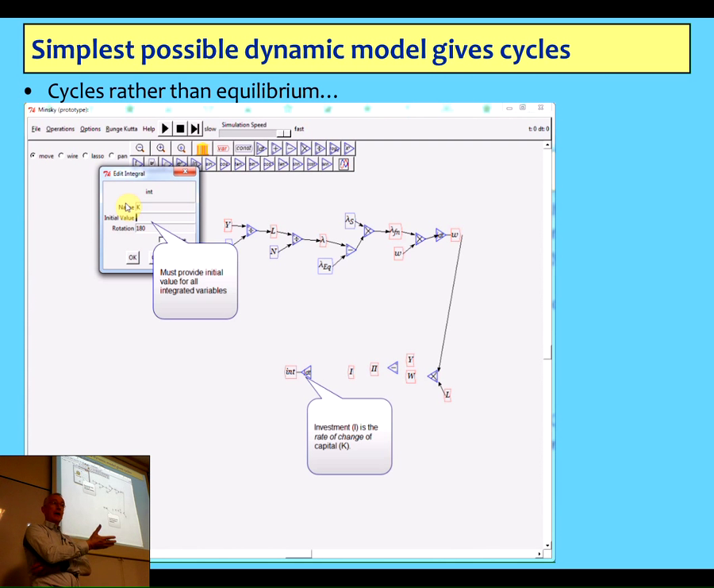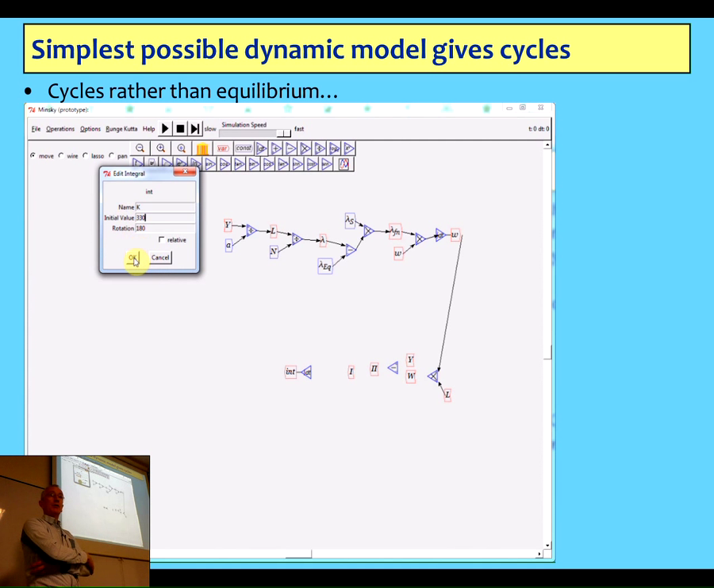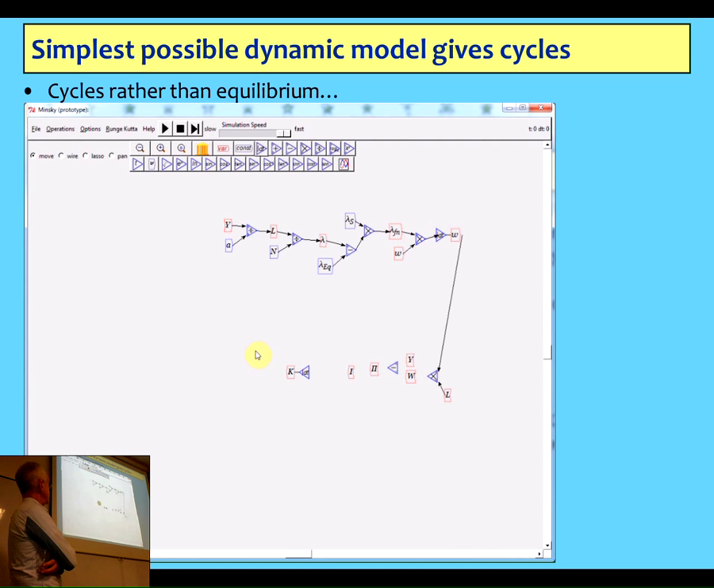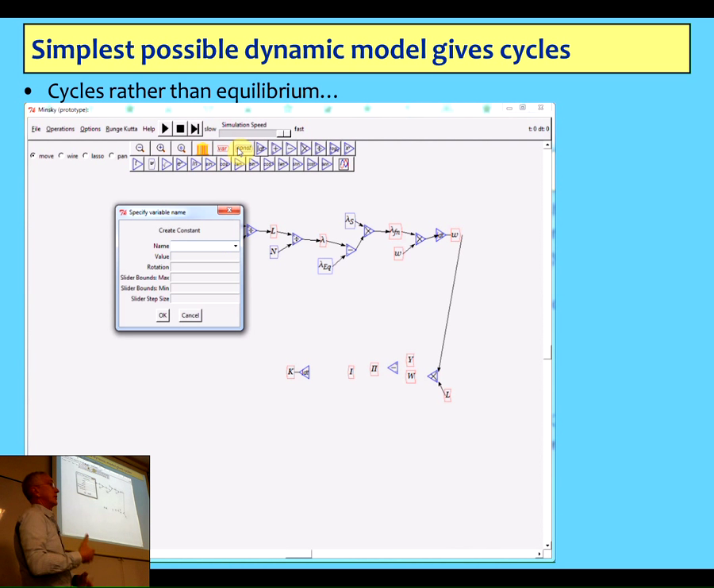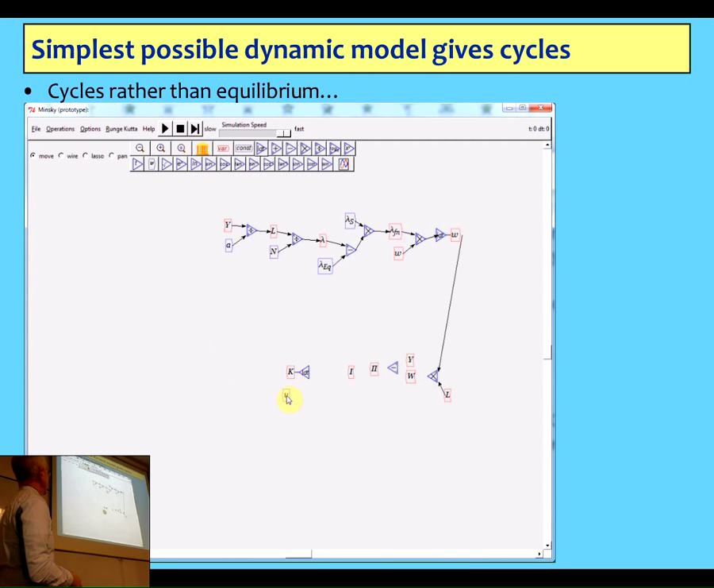So I've got to type K here for capital stock and give it a value, say 330 units of capital initially. And then we have the classic idea of the accelerator relationship, normally shown as V or mu. I'm using V here, with a value of 3, saying, you know, if you have 330 units of capital, you produce 110 units of output. Now wire that all together.